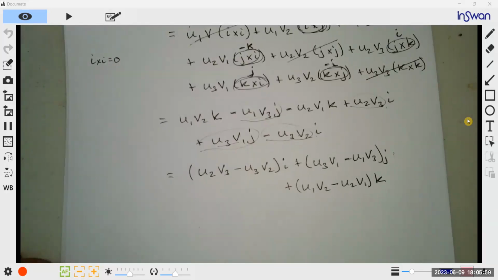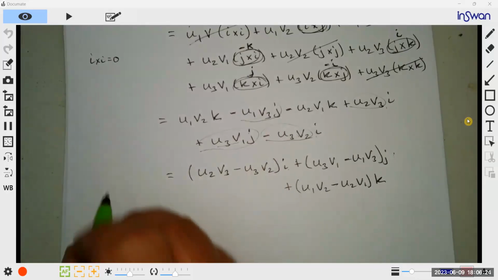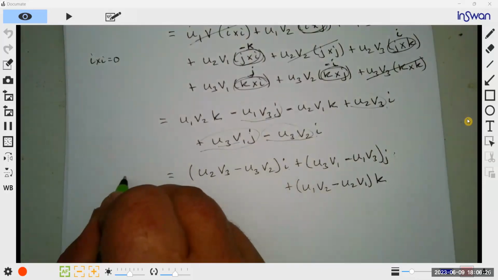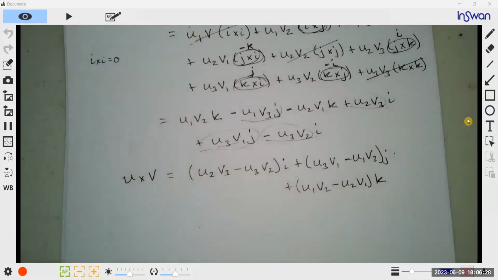Okay. Here's a good test to see if you're doing it right. For the I's, remember I is the first one, so we can't have any ones inside here. So it's 2, 3, 3, 2. J is the second one, so we can't have any 2s. 3, 1, 1, 3. K is the third one, so we have only 1s and 2s. 1, 2, 2, 1. All right, so that is our cross product.